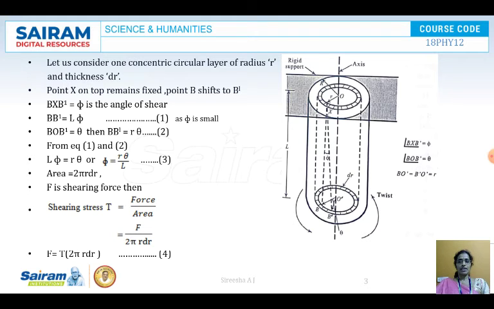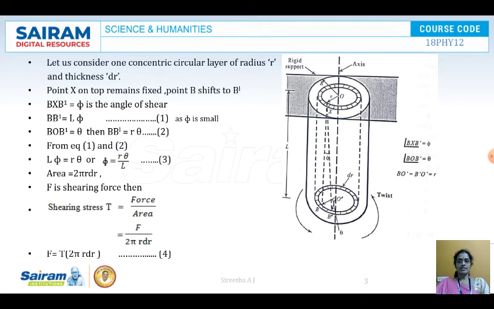So from equations 1 and 2, we can write L phi is equal to r theta, or phi can be written as r theta by L. Area of a cylinder is nothing but 2 pi r into dr. So F is the shearing force.